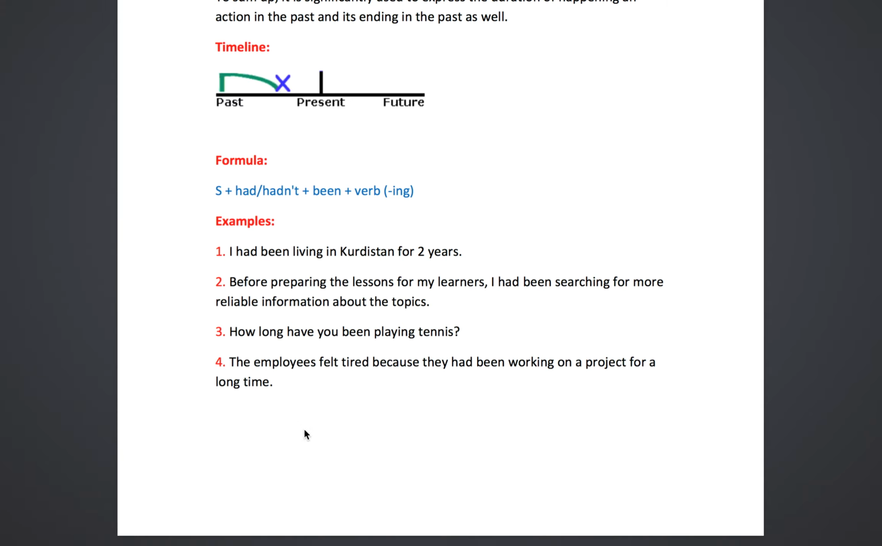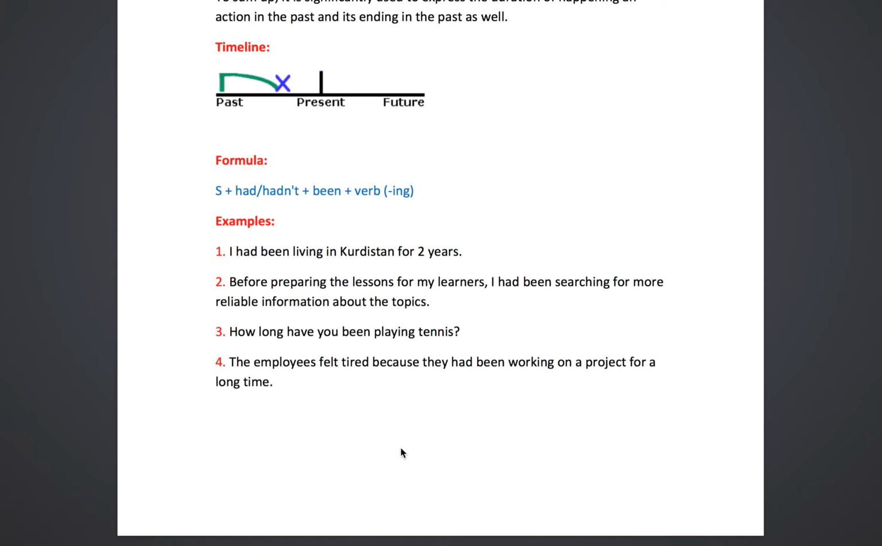And the second one, before preparing these lessons for my learners, I had been searching for more reliable information about the topics. That was the first action that I did. I had been searching for more reliable information over a duration of time, and then I started preparing the lessons for my learners. So at that point, I stopped searching and I started preparing.